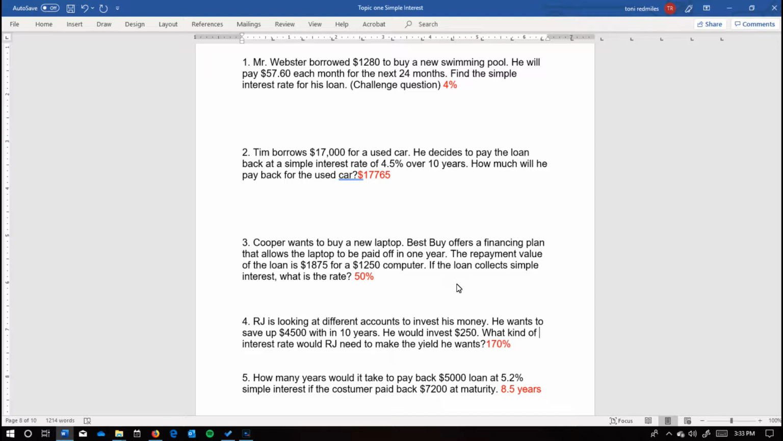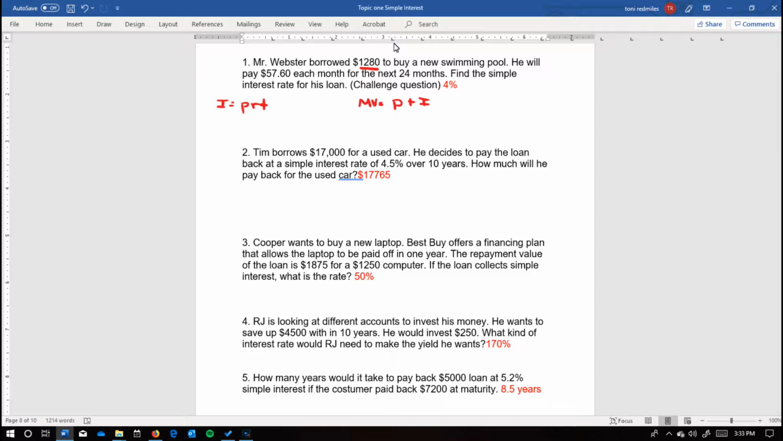All right, so Mr. Webster borrowed $1,280 to buy a new swimming pool. He will pay $57.60 each month for the next 24 months. Find the simple interest rate for his loan. So we're talking about simple interest. We have two formulas: I equals PRT, and maturity value equals P plus the interest.